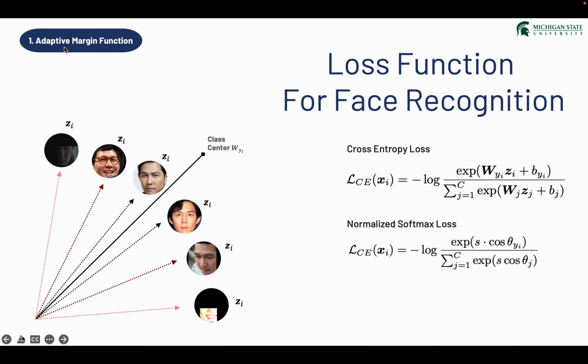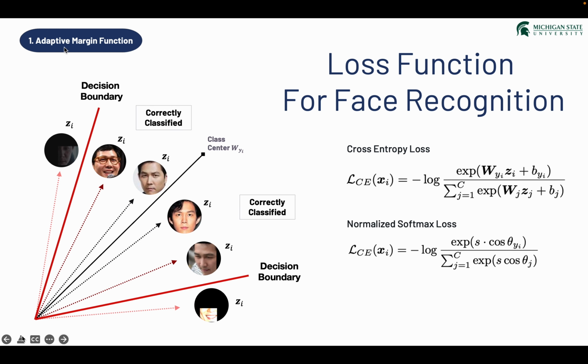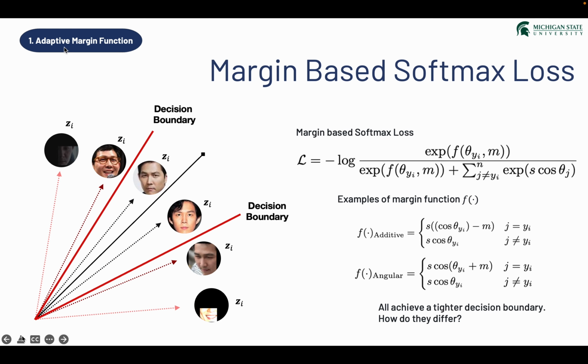Here's a depiction of the normalized softmax loss often used in face recognition. Each arrow is a sample embedding vector z, and the red line is the decision boundary. The angular distance to the class center is the difficulty of a particular sample with respect to the model being trained. There are two types of margin functions, additive and angular margins. Both of these margin functions shift the decision boundary closer to the class center.